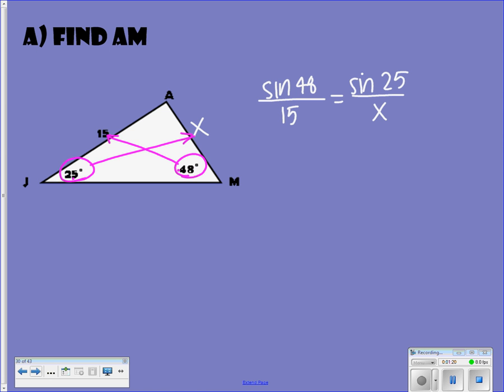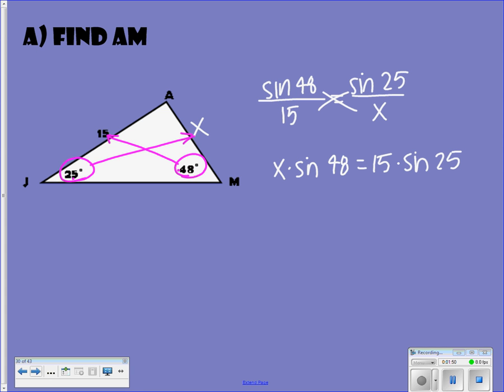Okay, so sine of the angle. If I try to remember if it goes angle or side, I think alphabetical: angle on top, side on the bottom. And then equal to sine of 25, the angle, over the side that I don't know. So if I'm solving for x, what we're going to do here is cross multiply. That's going to give me x times the sine of 48 equals 15 times the sine of 25. And I'm going to suggest that you put those values in front of the sine when you're multiplying, just to make sure that you're keeping yourself straight.